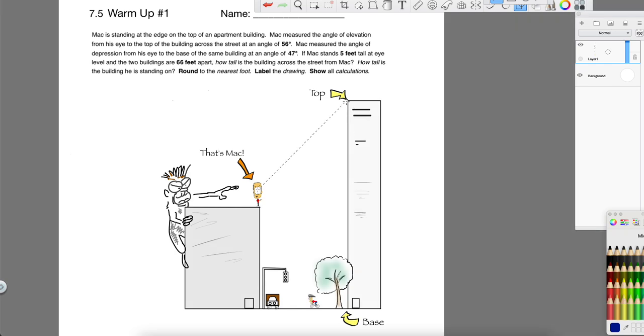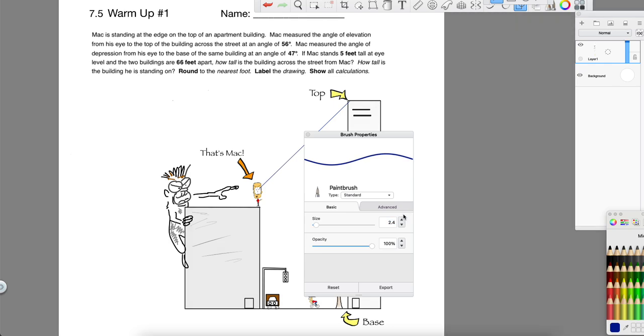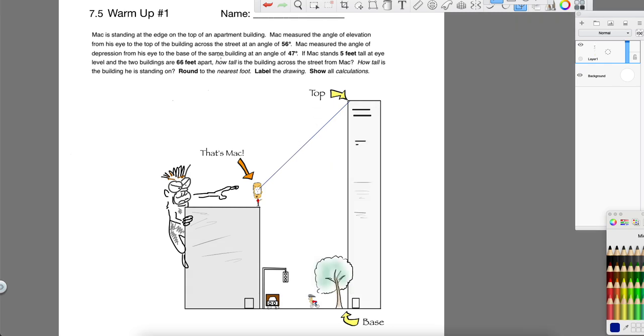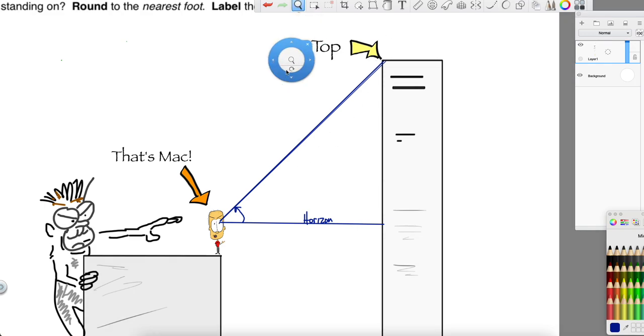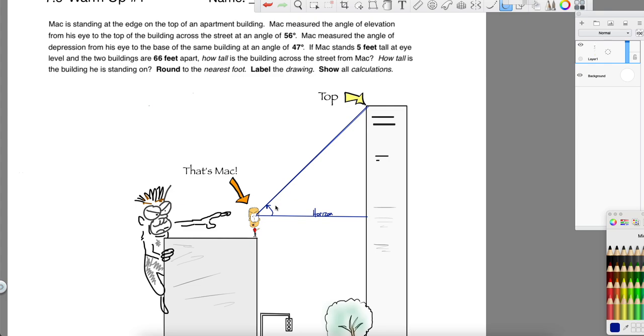from his eye to the top of the building, and that angle is 56. We measure angles of elevation as well as depression always from the horizon. So the first thing we need to do before we put any angles is make the horizon line here. So here's the horizon, and the angle goes from the horizon up to the terminal side looking at the top of the building, and that angle is 56 degrees.